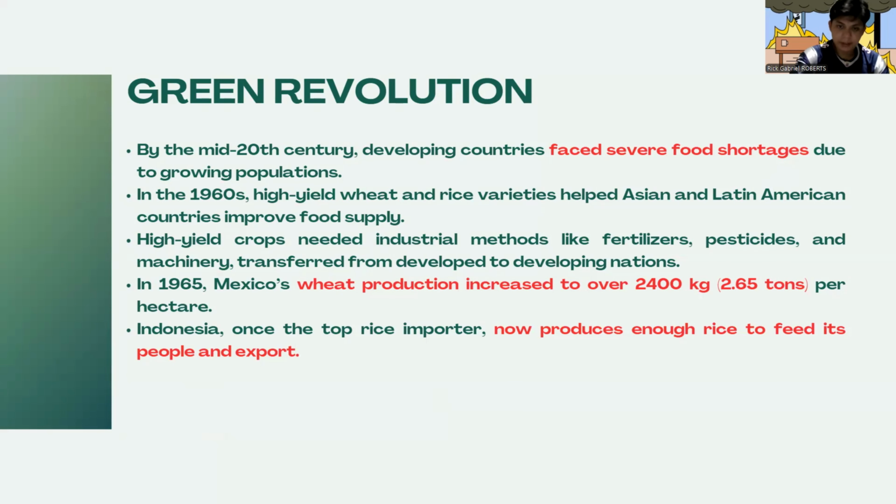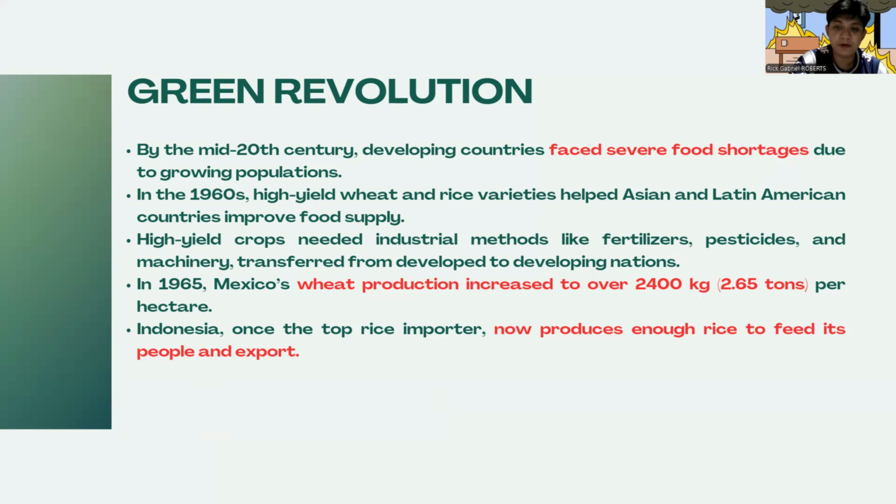So let's start in the middle of the 20th century, maybe the 1950s. Around the 1950s, many developing countries faced serious food shortages because their populations were growing quickly. This meant that there were more people to feed. Not enough food was being produced to meet everyone's needs.